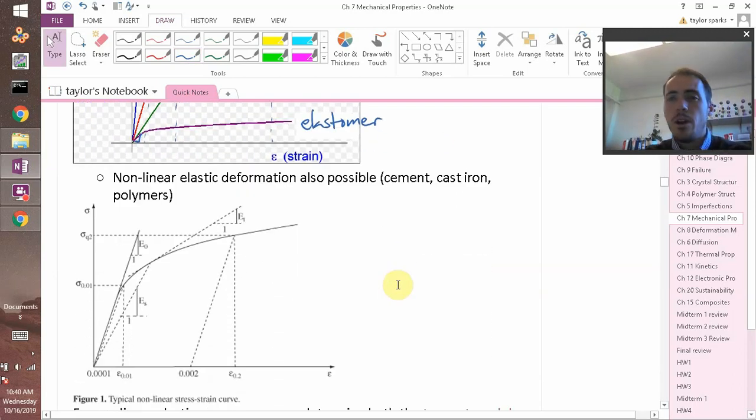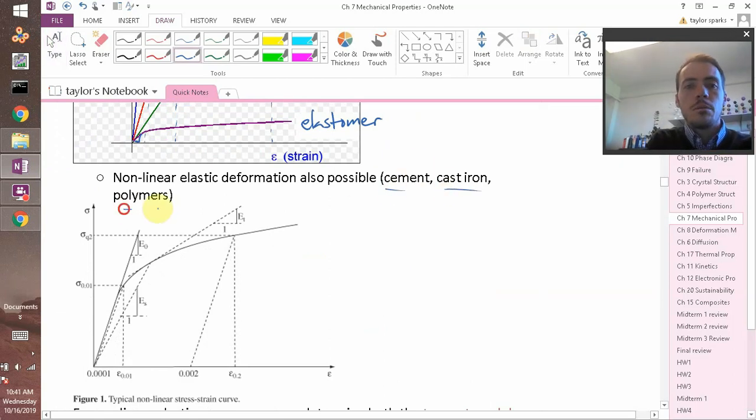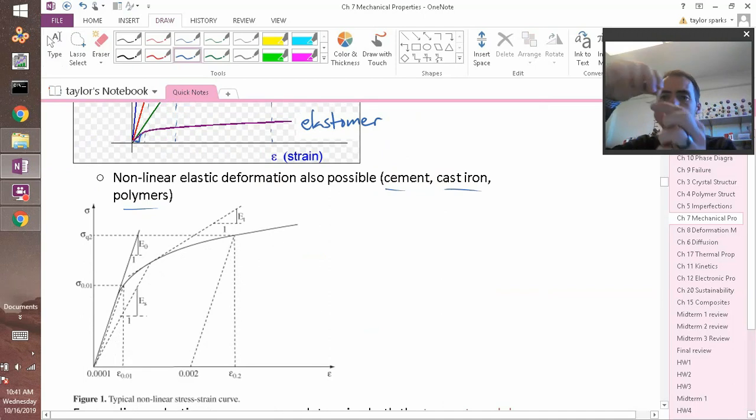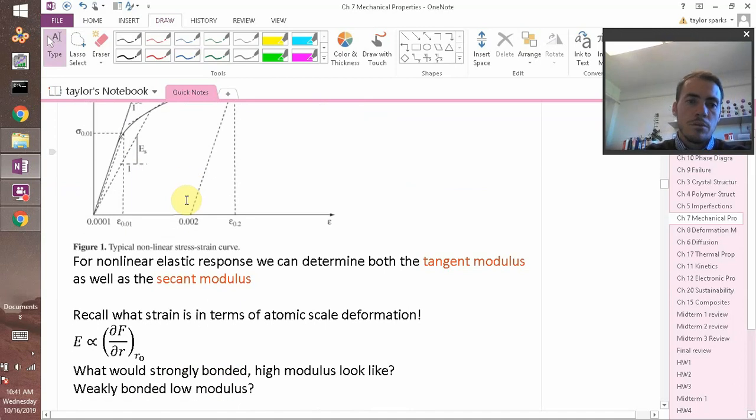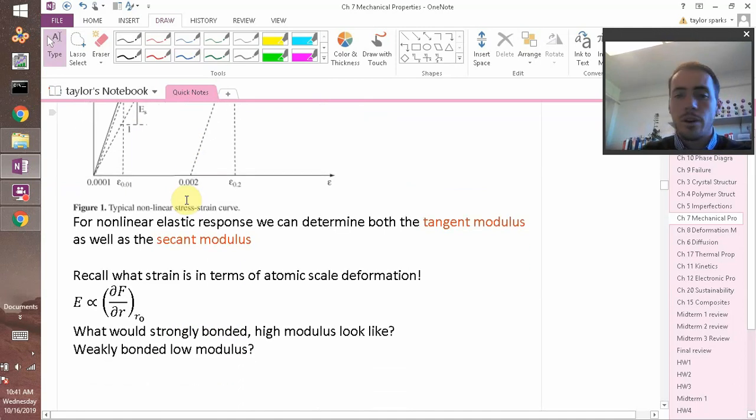Now, you can have non-linear but elastic deformation. That is possible. Some materials, right? Cement, cast iron, polymers, right? Take this polymer. This thing is definitely elastic. It goes all the way back to its shape, but it's not linearly difficult. It changes the response to stiffness as we go. It starts out being easy, and then it gets harder and harder. Okay? So that's possible. However, most materials that are not brittle will start to deform, right?